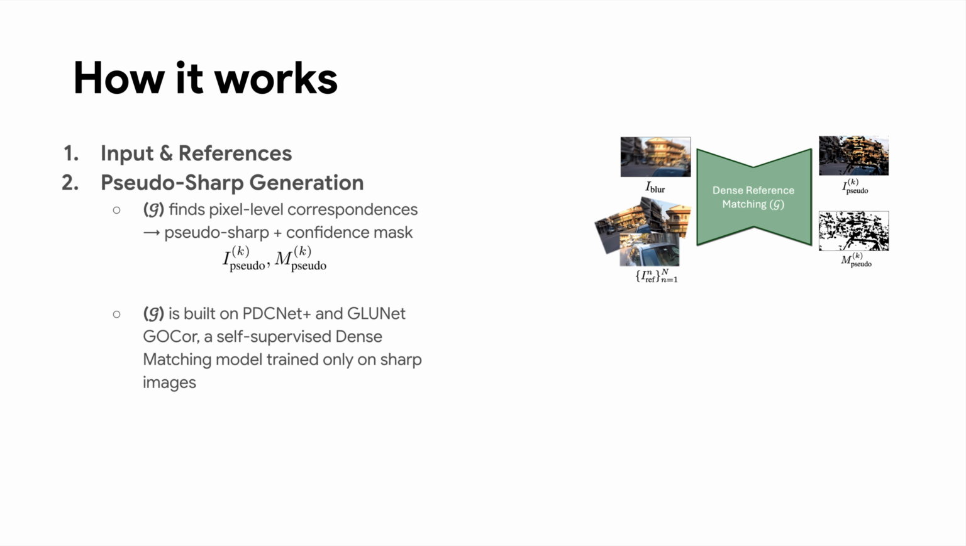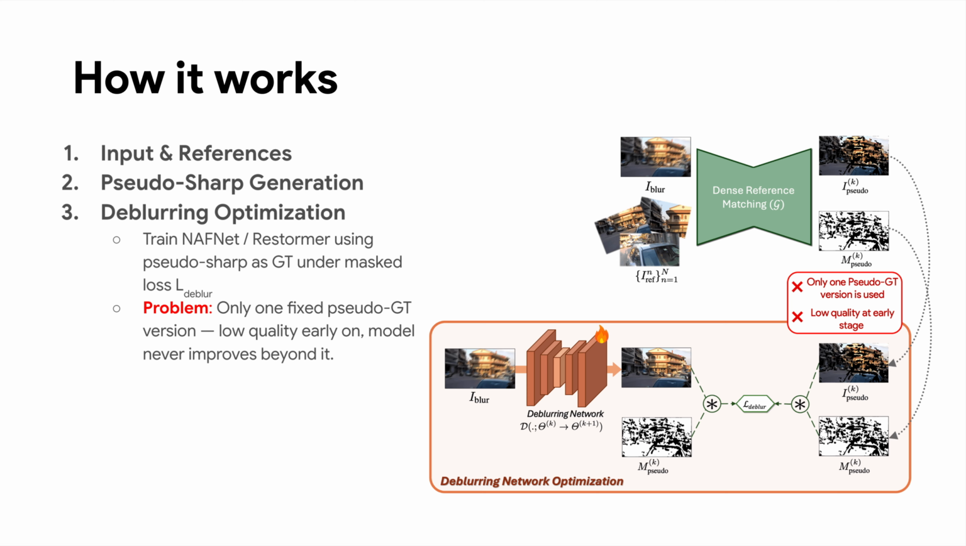Stage 2, the dense matching module finds pixel-level correspondences between the blur and the references, producing a pseudo-sharp image and a confidence mask. The confidence mask tells us which regions have reliable matches and which don't. Importantly, G is self-supervised, trained only on sharp images with synthetic warps, so no blur domain data leaks in. Stage 3, we train a deblurring backbone using the pseudo-sharp image as ground truth, weighted by the confidence mask.